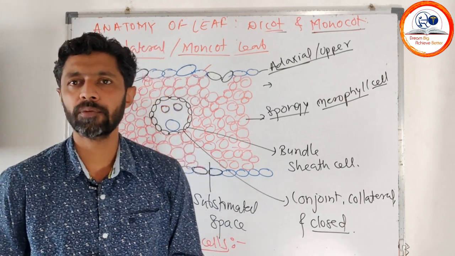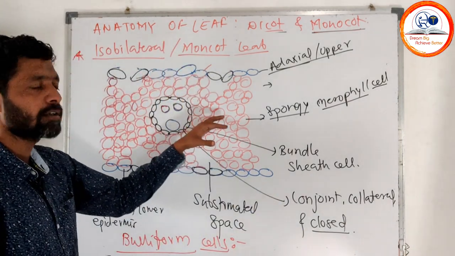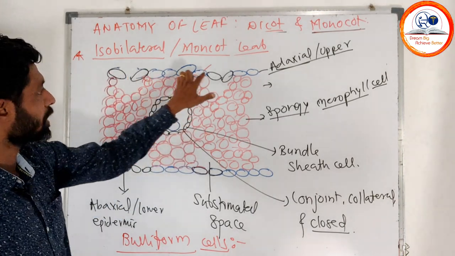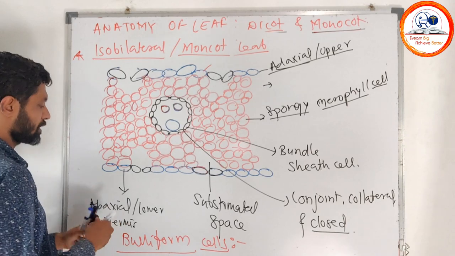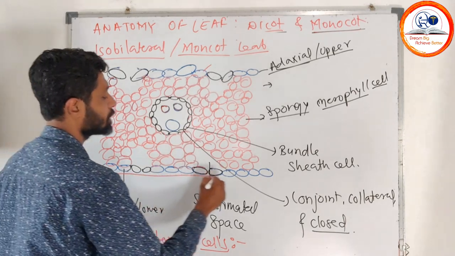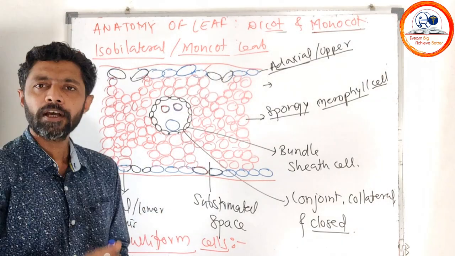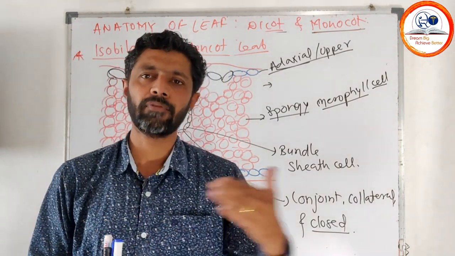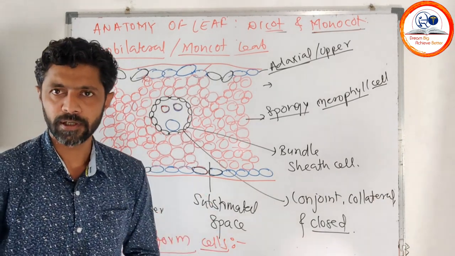Here the mesophyll cells will be of only one type, that is spongy mesophyll cells. Here we consider the upper epidermis and here we consider the lower epidermis. Both epidermal surfaces will have a cuticle. So almost everything remains the same as in the anatomy of the dicot leaf. But here we'll consider certain differences.